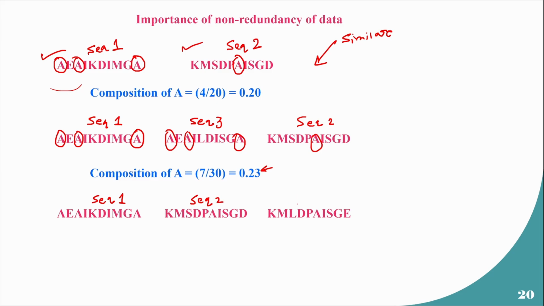So let's say in this case, this was our original seq1, this was our original seq2, and then let's say we are introducing a new sequence, sequence 3. If I ask you again to calculate for this new data set, the sequences combined together, what could be the composition of alanine? Can somebody calculate and mention again in the chat?